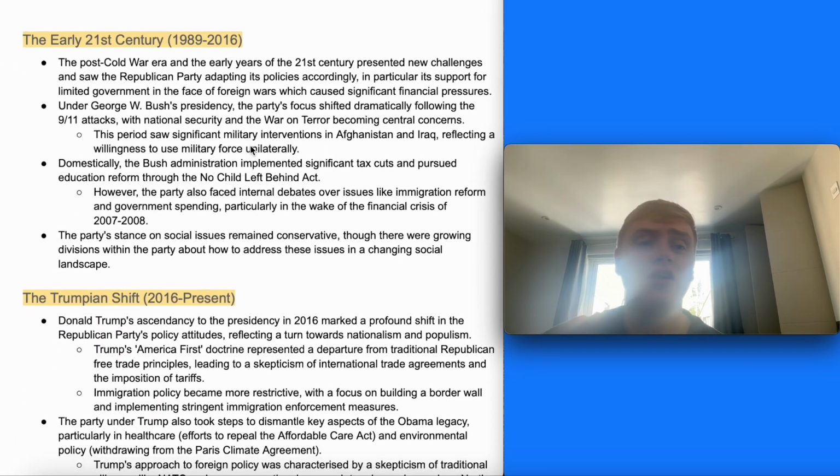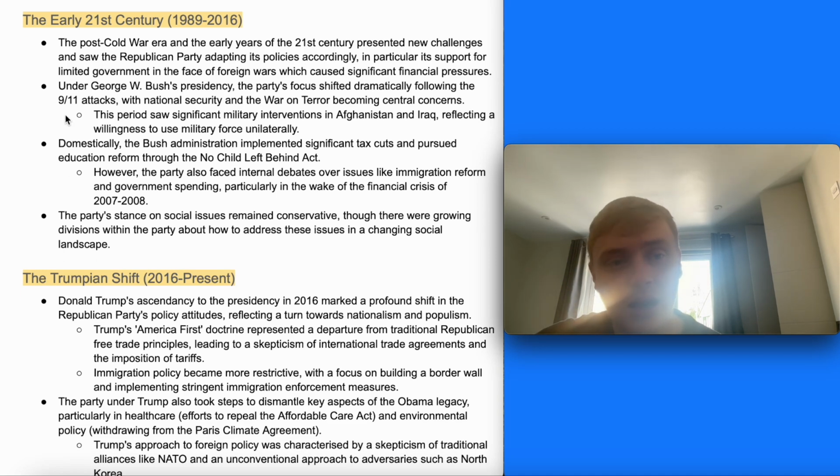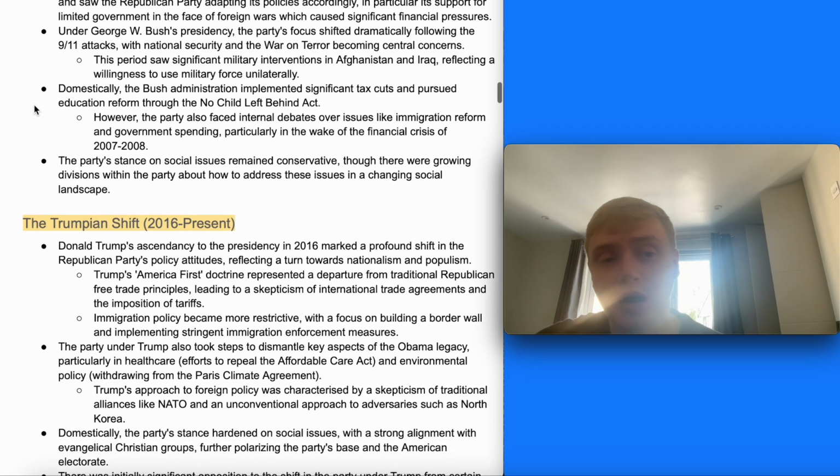In the early 21st century, you saw new challenges in the Republican Party adapting its policies accordingly. In particular, its support for limited government intervention was challenged in the face of foreign wars, which caused significant financial pressures. Under George W. Bush, the party's focus shifted dramatically following 9/11, with national security and the war on terror becoming central concerns. This period saw significant military interventions in Afghanistan and Iraq, reflecting a willingness to use military force unilaterally. Domestically, the Bush administration implemented significant tax cuts and pursued education reform through the No Child Left Behind Act.